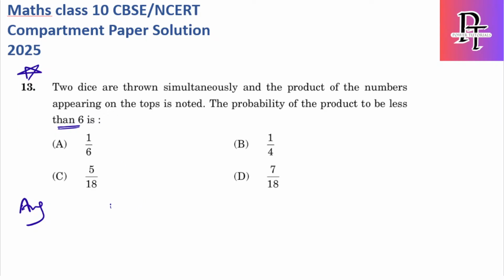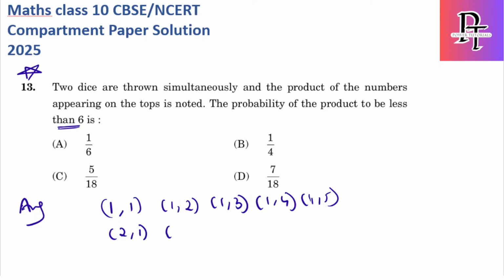If two dice are thrown, it can be 1 1, 1 2, 1 3, 1 4, 1 5. 1 6 I cannot take because 1 into 6 becomes 6. Then 2 on the first dice: 2 1, 2 2 is 4, 2 3 I cannot write, it becomes 6. Then 3 into 1, 3 2 I cannot write, and 4 on the first dice I can write 4 into 1, and then 5 into 1. So the total cases are 1 2 3 4 5 6 7 8 9 10.